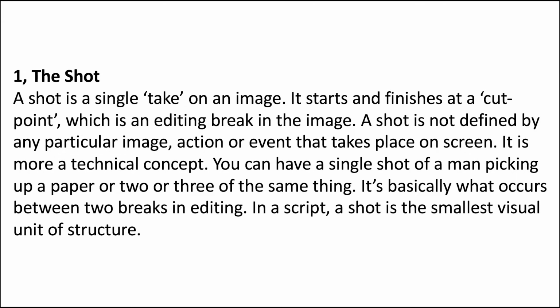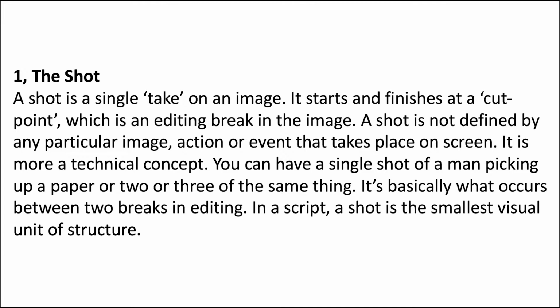Hello class, in this video I'll talk about the essential documentary film elements, and I'll start with the visual elements. First is a shot. A shot is a single take on an image. It starts and finishes at a cut point. It is like you press the filming button and you start filming, and then you press the stop button to stop filming, and that video you took is a shot, is a take.